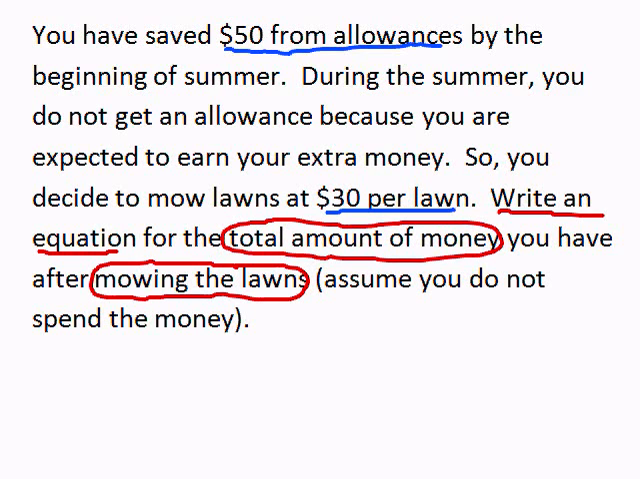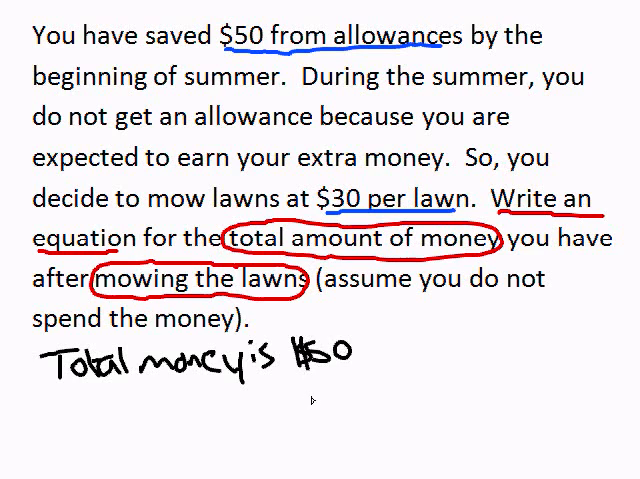Well, when I look at this problem, I might approach it a couple different ways. One way might be to go ahead and write out in a sentence the total. Since I know I need an equation having a total, I'm going to write out a sentence talking about the total amount of money. So the total money is, and I'll read back to the problem, the amount of money you have would come from the allowances and from the lawns. So it is $50. And that was a one-time deal. That didn't change. So that's fixed.